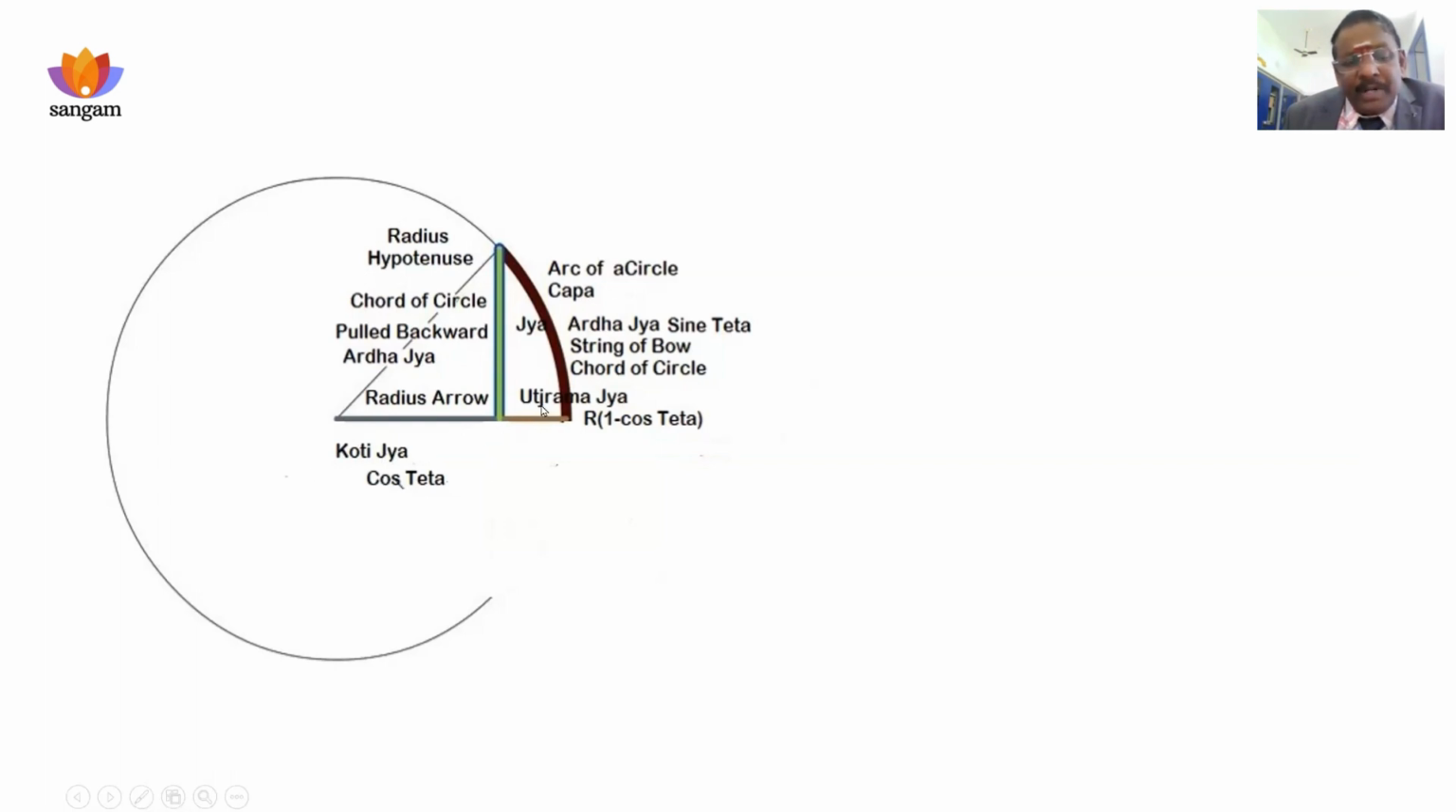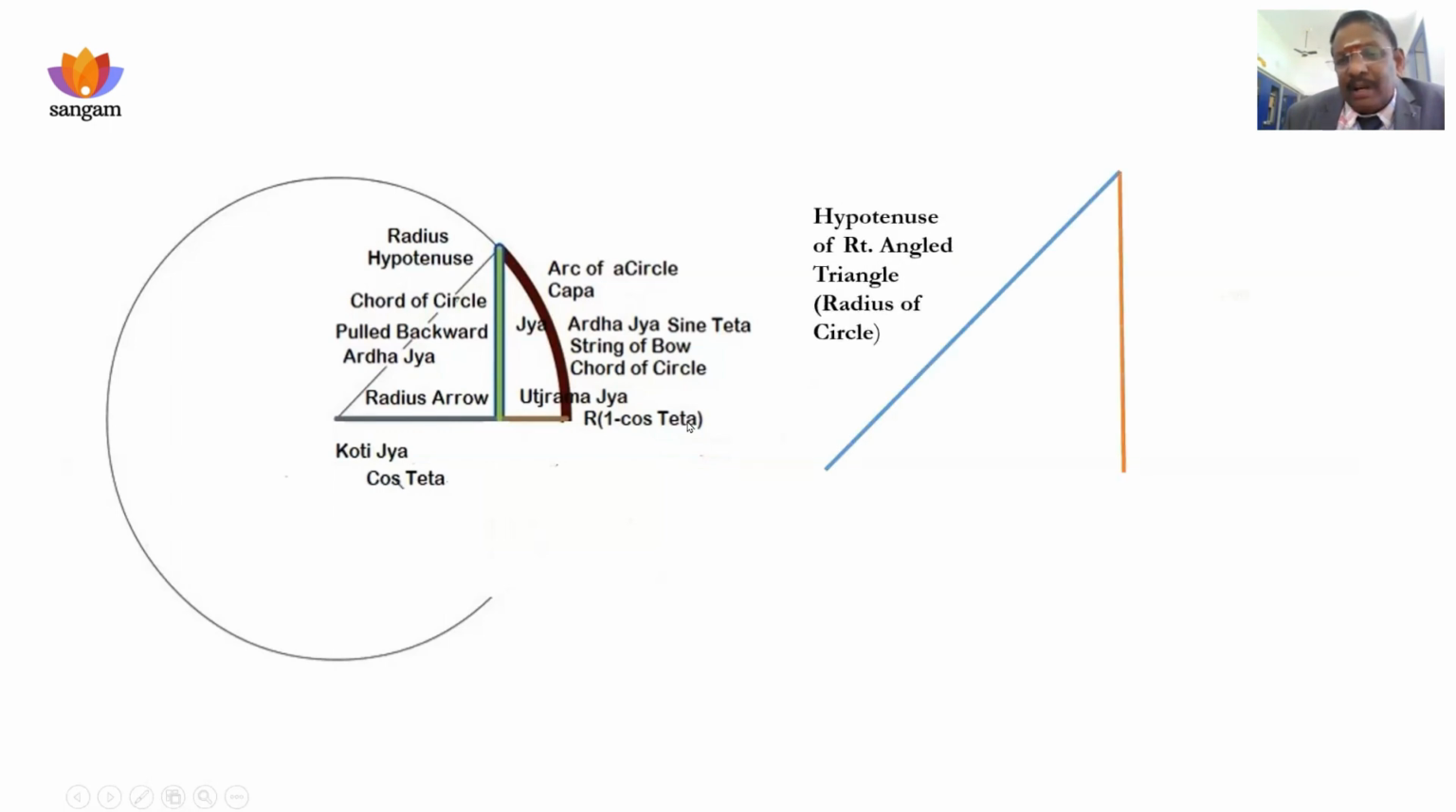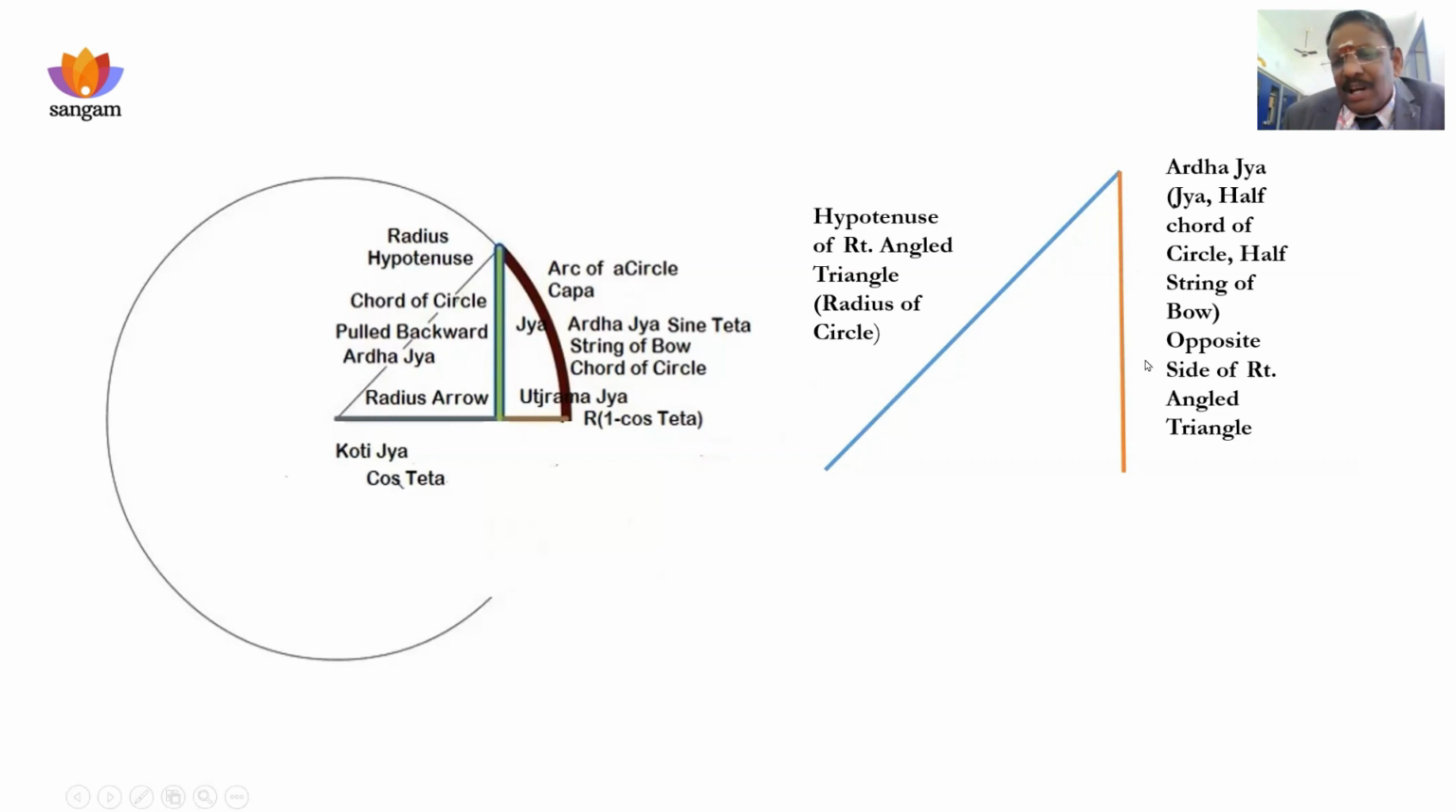The remaining part is in Sanskrit known as Utkramajya. This is not J, it's K. Utkramajya. That is R into 1 minus cos theta. This we have to understand. If I show it in a triangle, this is the hypotenuse or radius of the circle. This is ardha jya or sine theta or half string or half chord of the circle. Half string of the bow or half chord of the circle, or opposite side of the triangle.